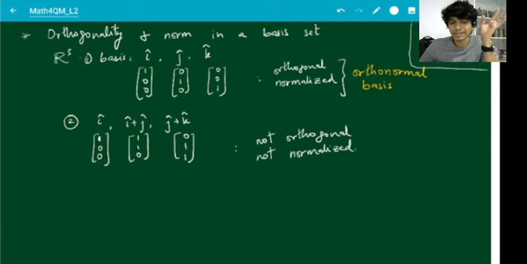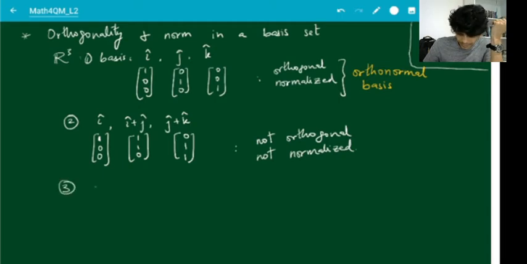Mind you, this doesn't take away from the fact that they are a valid basis. You can use them to represent any vector in R3. So they are a basis. It's just that they are not orthogonal to each other and their norm is not 1. And that's fine. They still do the job.